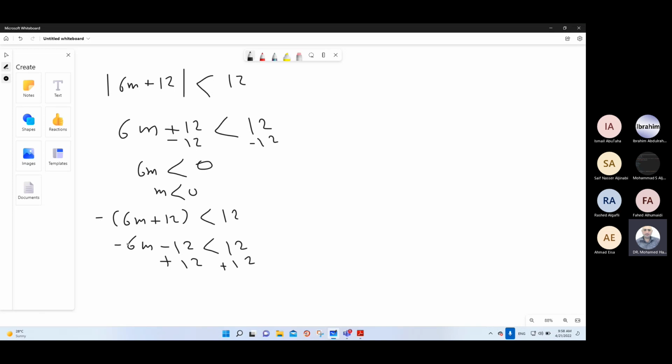Okay? Now negative 12 plus 12 is 0, and here we have negative 6m less than 12 plus 12, 24. Divide by negative 6 and divide here by negative 6. So m less than 24 divided by minus 6 will be minus 4. And here we have a mistake. Who can tell me what was the mistake here?